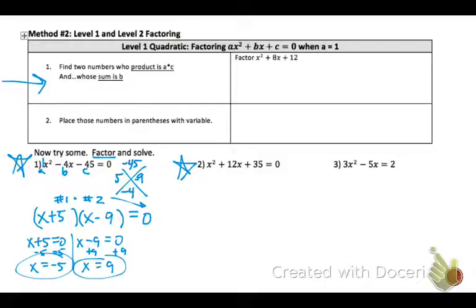So after factoring, you just take one step further. You set each of those factors, so here's factor number 1, here's factor number 2, equal to 0 and solve.